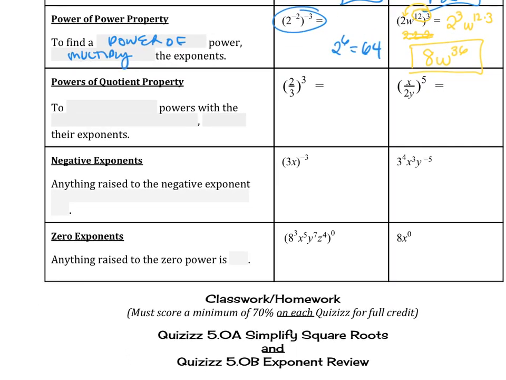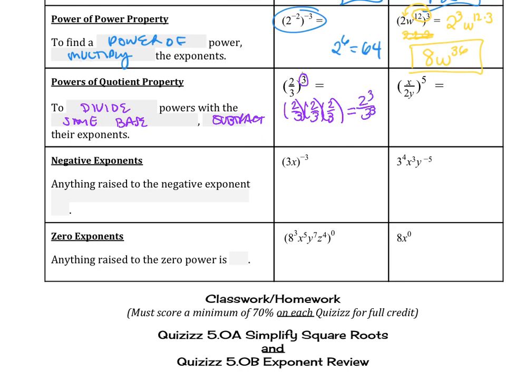Powers of a quotient property. So to divide powers with the same base, still the same thing, we're going to subtract their exponents. So same as before. Now, when you see a cubed on the outside, remember that this 2 over 3 raised to the third power means there's 3 of them. So one way to think about this is that it's 2 to the third over 3 to the third.